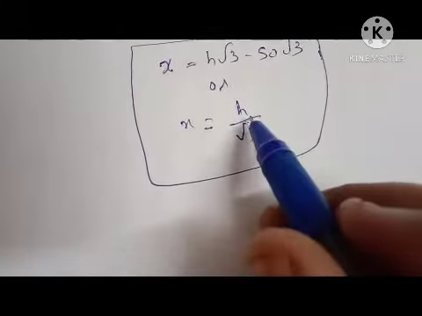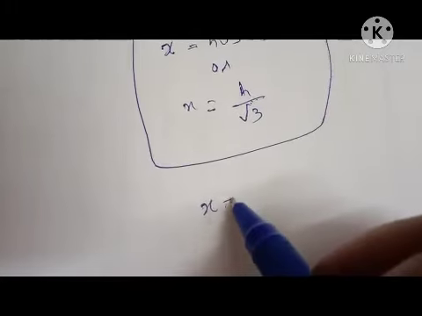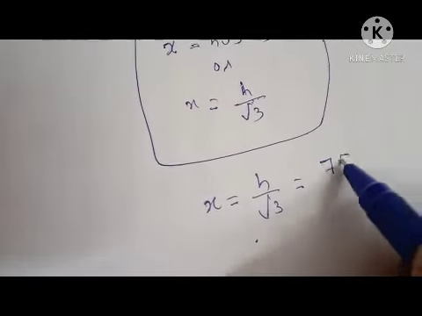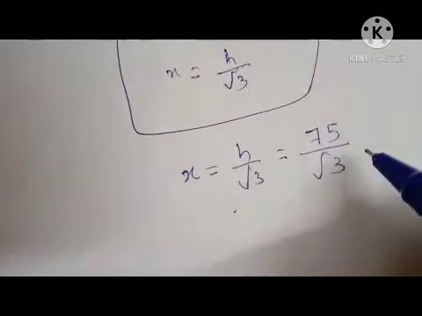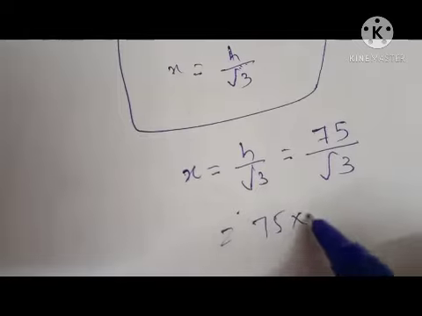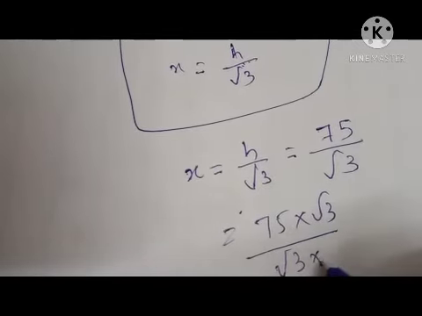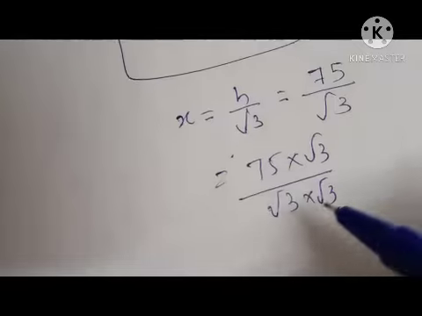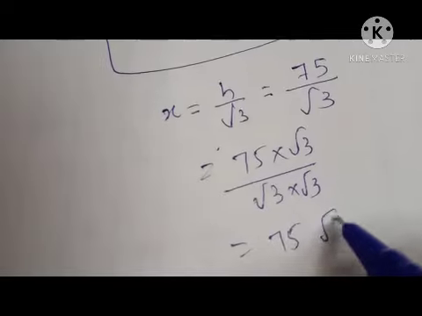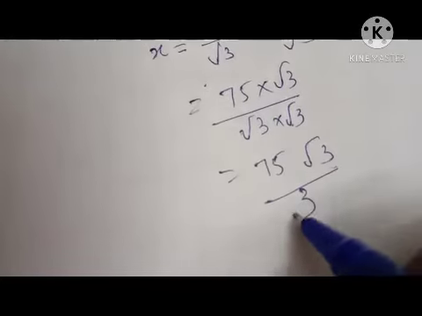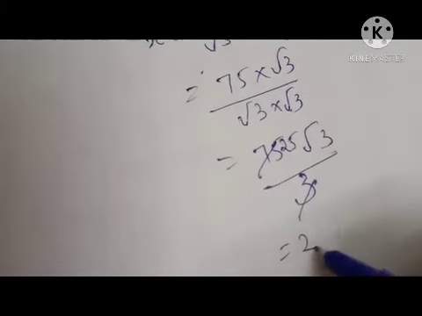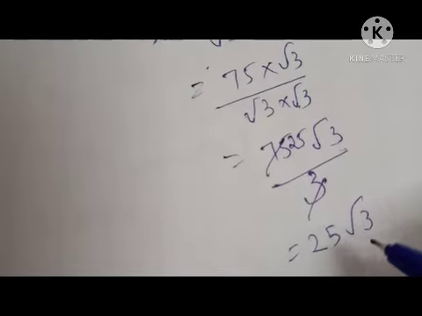So here I substitute the value in this equation. So x equals h by root 3, that is equal to 75 by root 3. Then we can rationalize the denominator. For that we have to multiply both the numerator and the denominator by root 3. Now 75 root 3 by root 3 into root 3 is 3. Then we can cancel this 75 and 3. Then what we will get? 25 root 3 we will get.